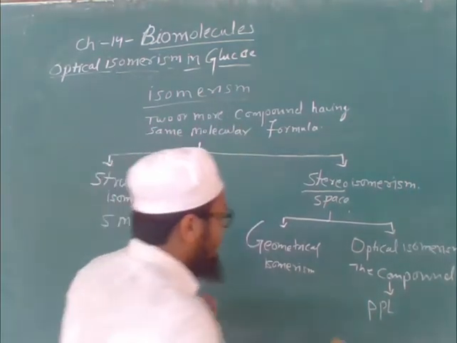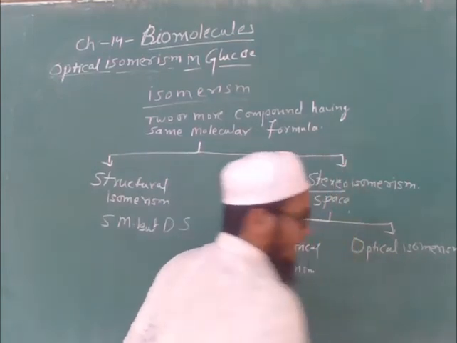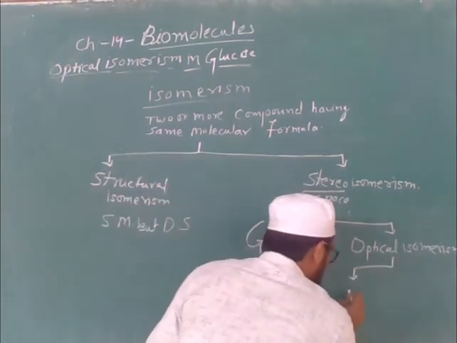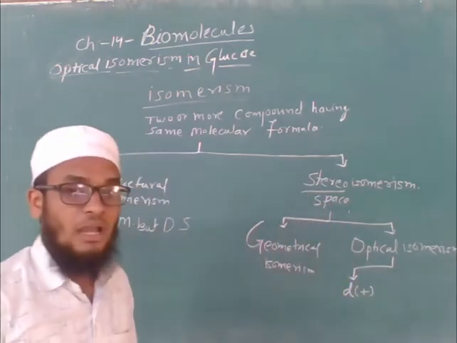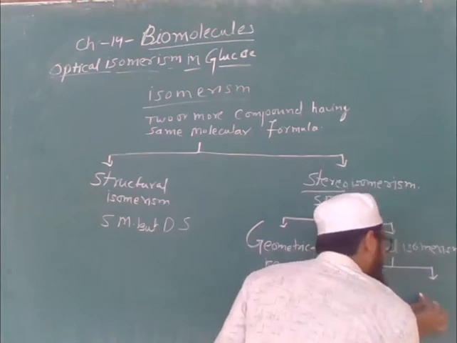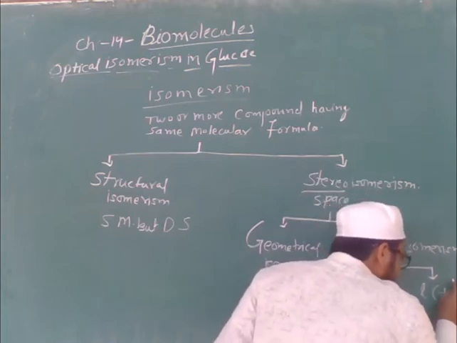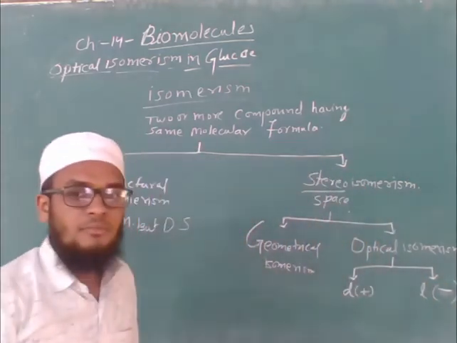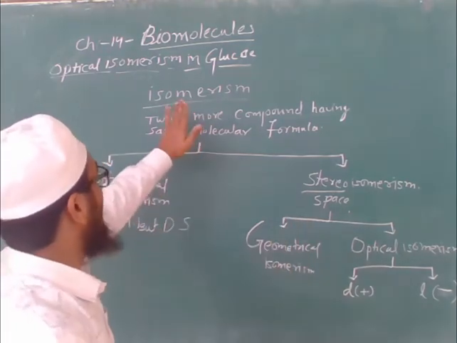So the compounds which rotate plane polarized light in a clockwise direction are called dextrorotatory, and they are represented with a small d. And those which rotate in an anti-clockwise direction are known as levorotatory, and they are represented with a small l or with the minus sign.